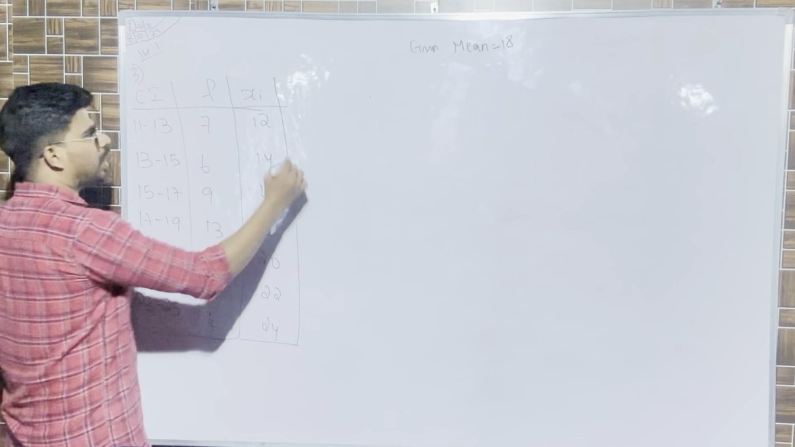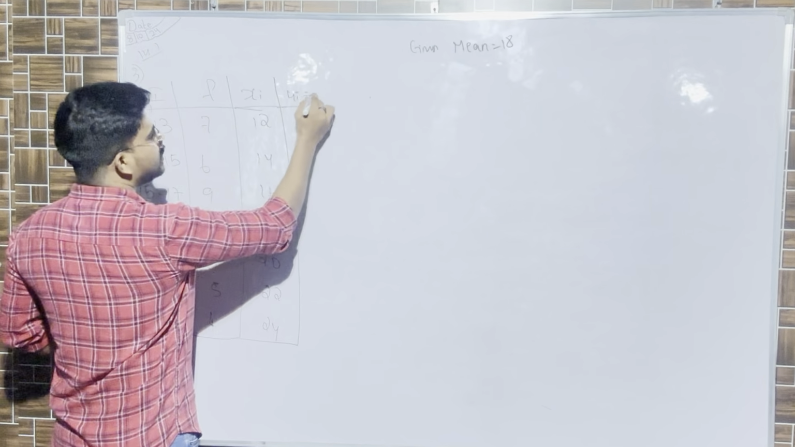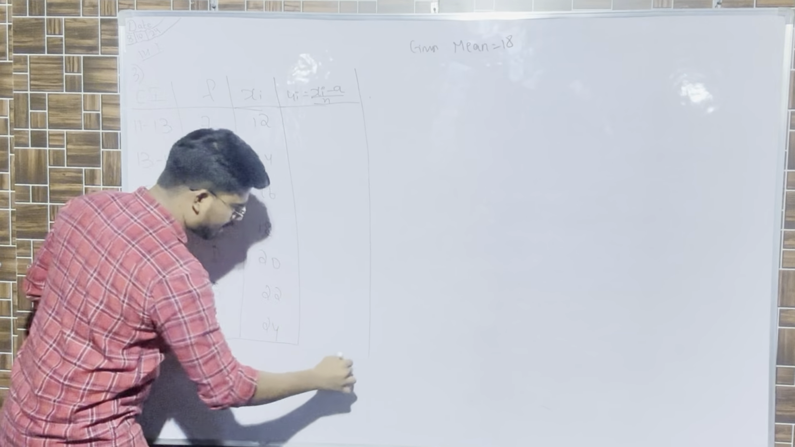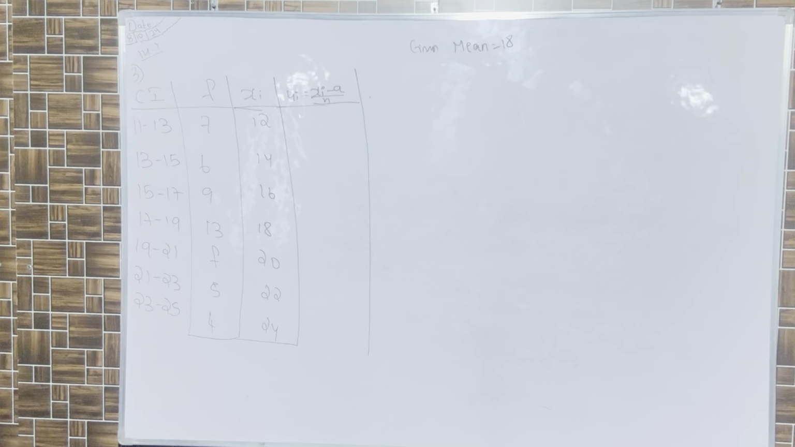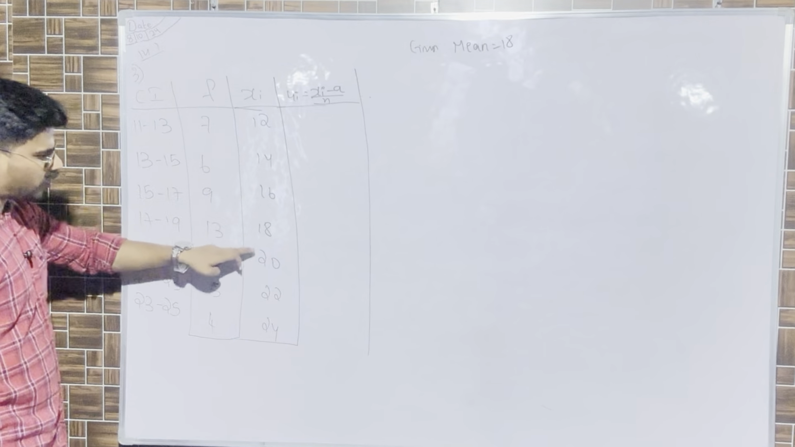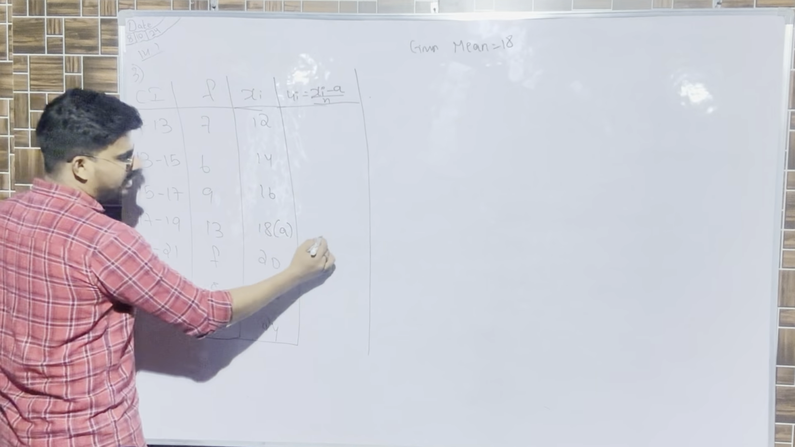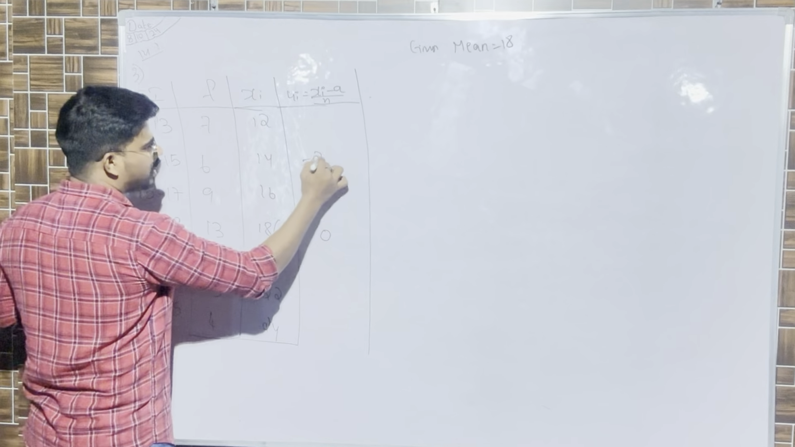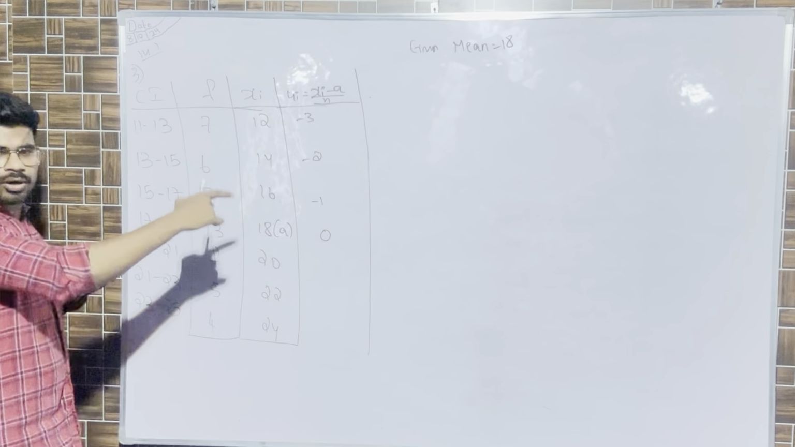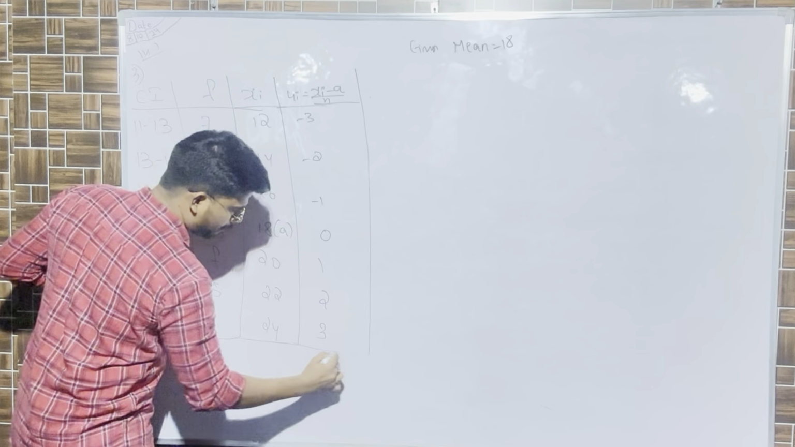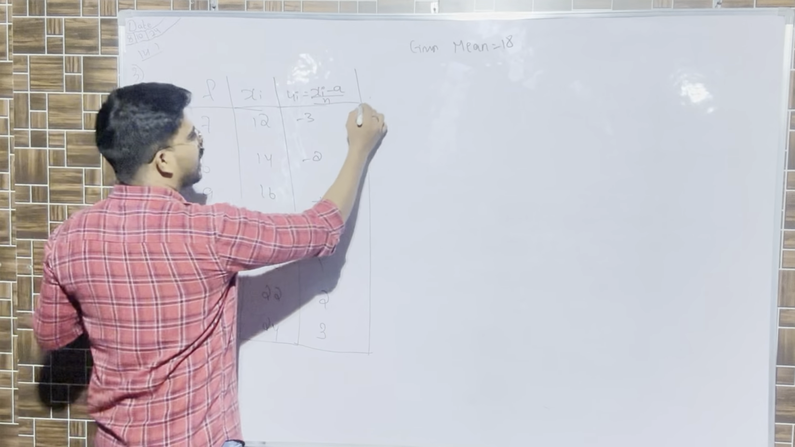Ui is equal to Xi minus A by H. We have to consider A. How many terms are there? 1, 2, 3, 4, 5, 6, 7. Seven terms are there clearly. The middle term A is 0, then minus 1, minus 2, minus 3. This is a shortcut, but I already told you how to do that, right? Then 1, 2, 3.